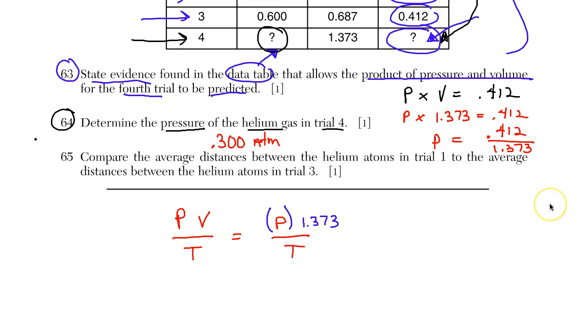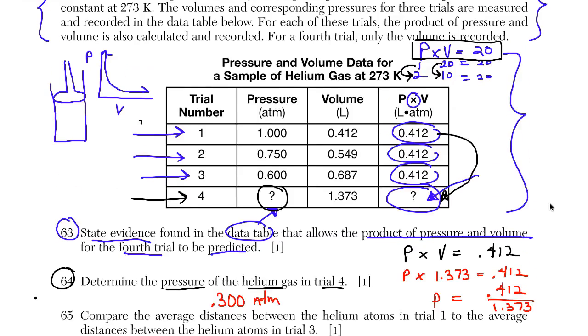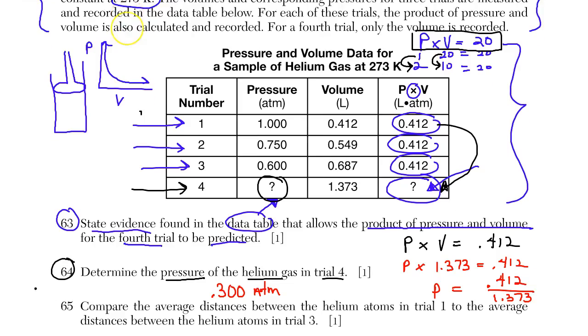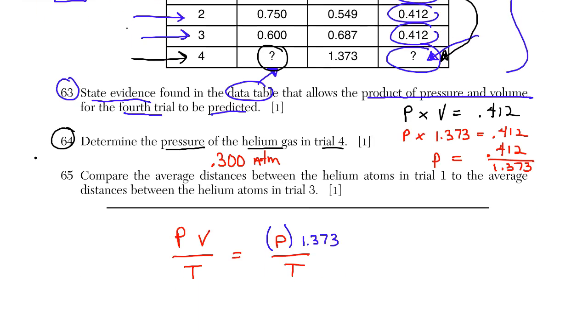Something we should know from the top is that the temperature stayed constant at 273. You could plug that in if you'd like, and make sure that the temperatures in a gas law problem are converted to Kelvin. In this case, they're the same value, so they actually do cancel. You could plug them in and solve for it, but I'm going to cancel them because they're the same on both sides. And then I'm going to pick a new point.